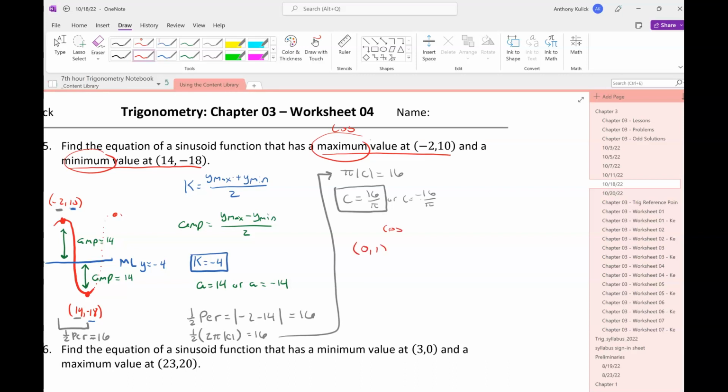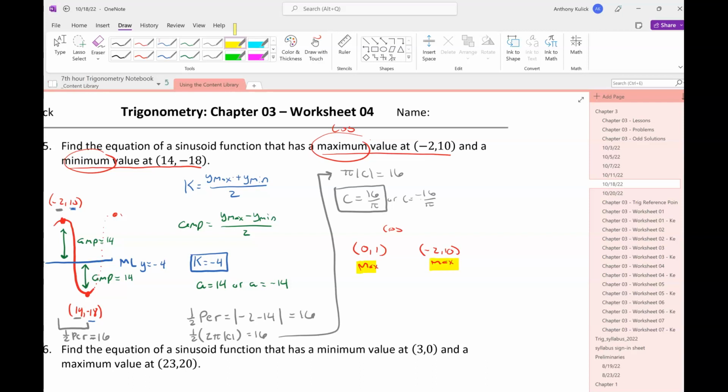So when we use cosine, we're going to use the point 0,1, which is a maximum. And then we're going to pair that with, does it matter which point I use? No, they're both extreme points. Will we get a different answer depending on which one we use? Yes, but they're equivalent. They're both correct answers, but they're going to look different. So for the sake of argument, let's just pick the first one, which was a maximum.